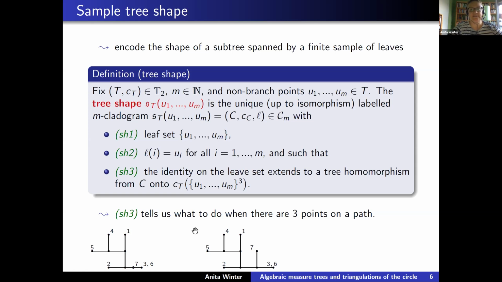And last but not least, there is a technical condition, SH3, which tells us what to do if we have sampled 3 points which are lying on a line. As you can see on the left-hand picture, in the 3rd and 7th round, we have sampled 3 points which are on a line. If you look at the tree spanned by them, then this doesn't really look like a binary tree. In order to obtain a labeled cladogram, we need to have a rule which tells us that we have to push 7 away from this line. As you see in the picture on the right-hand side, this is what is guaranteed by condition SH3.